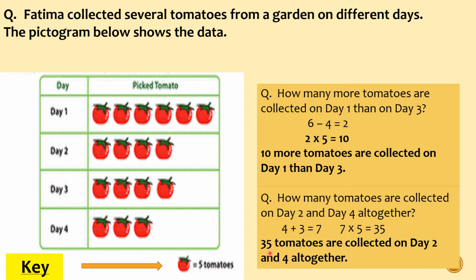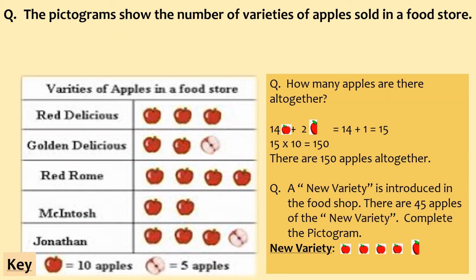Either you use the key to multiply in the starting, or you can add or subtract, whatever the condition is, and then multiply. It's up to you.